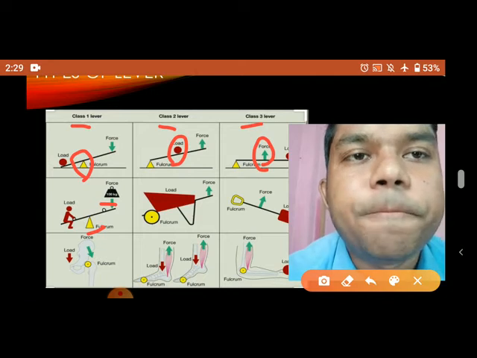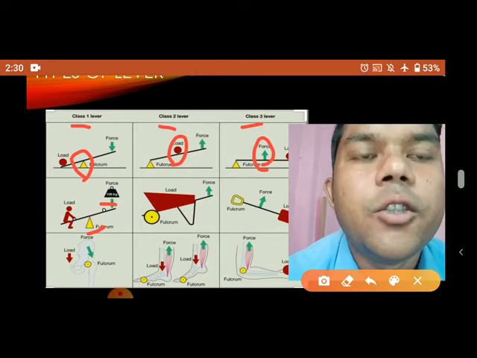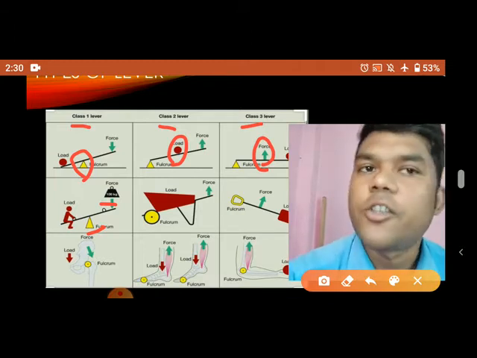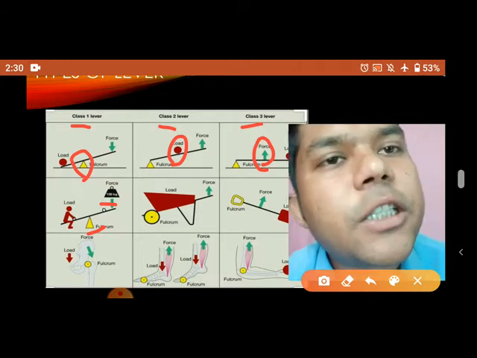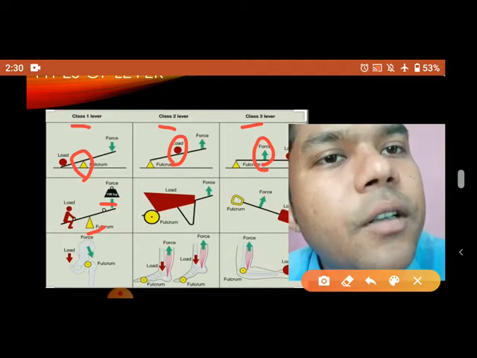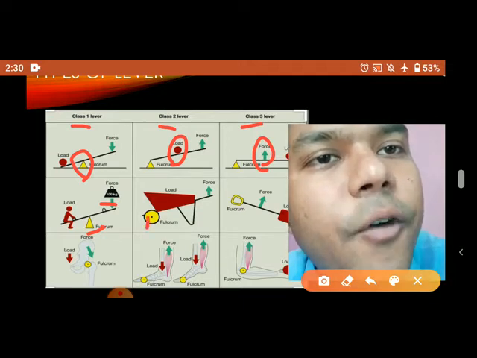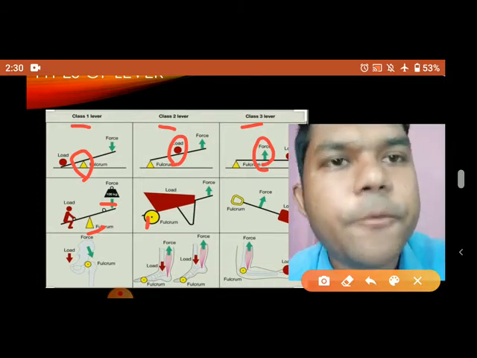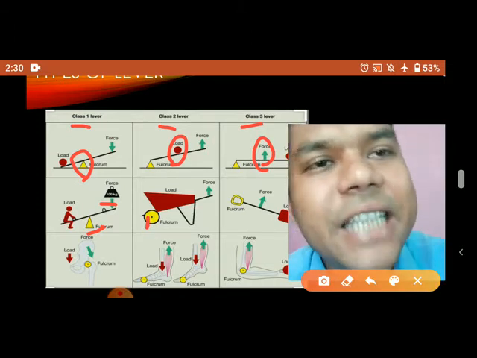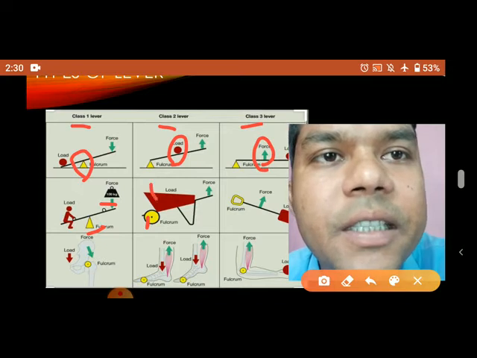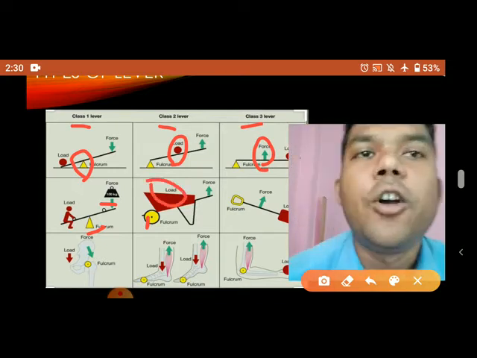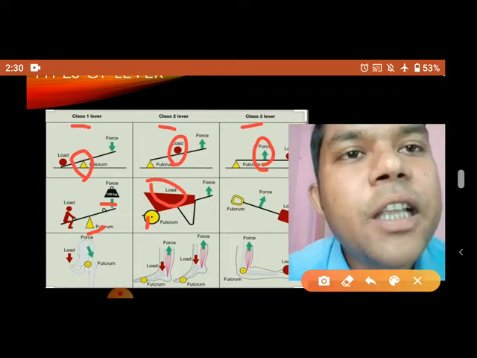Next figure: sometimes we use a wheelbarrow to transfer a load from one place to another. Generally it is used in construction. So in that, what happens? The load is kept in between. In the wheel there is the fulcrum, from where it can move up and down. We can keep it on the ground, we can lift it. Bricks, sand, anything we keep in this. So there is the load and we apply force at the handle. In this example you can see the load is in between.